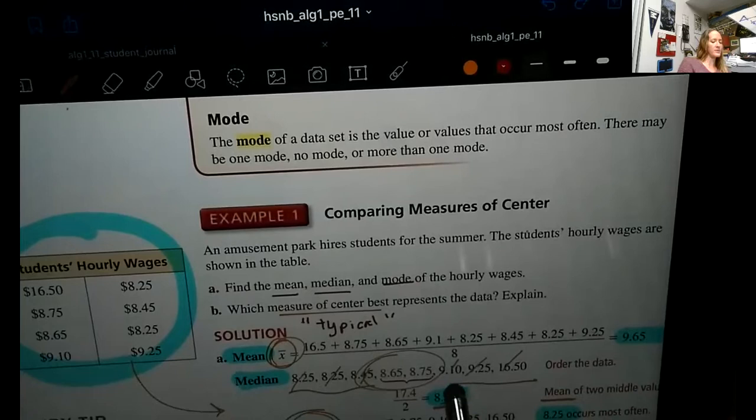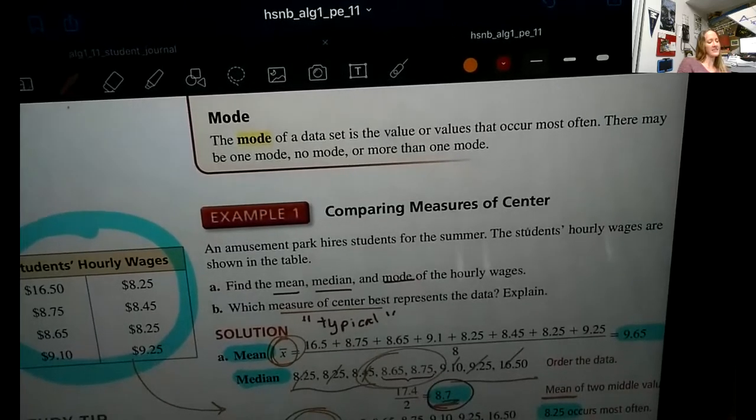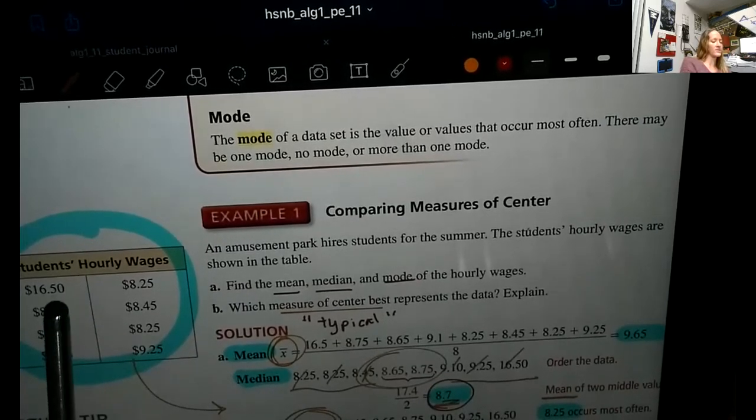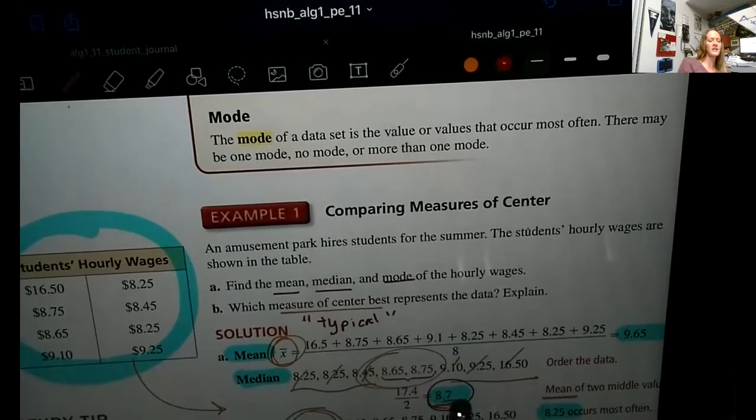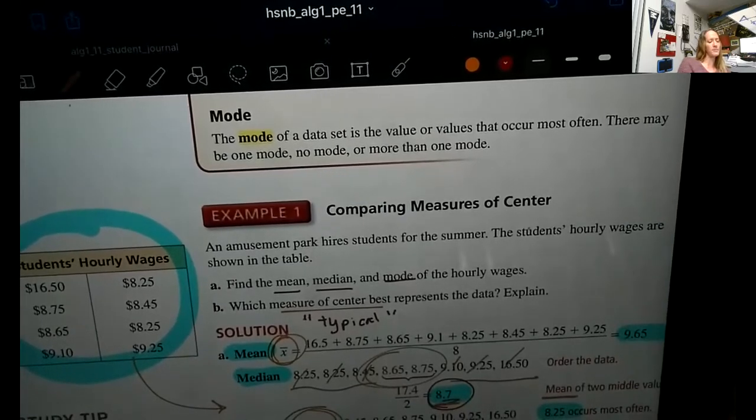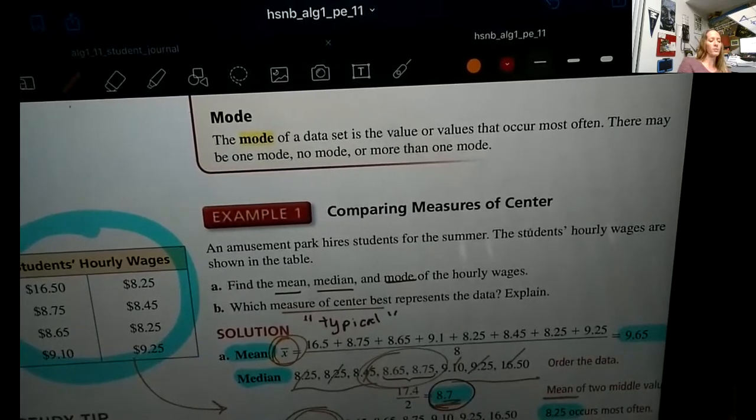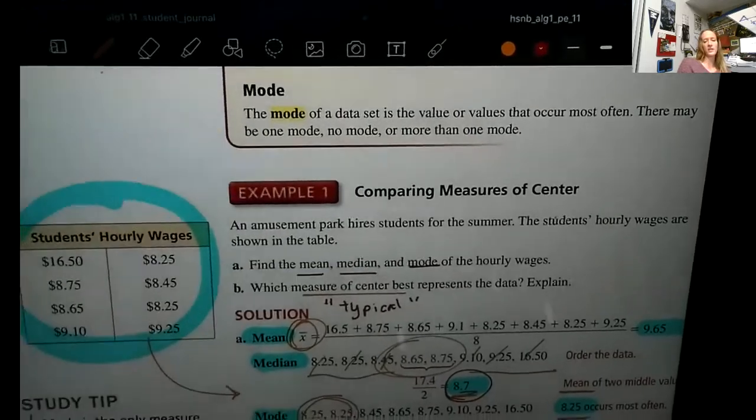That 870, we were like, okay, it's a little bit better in that it is kind of in the data. We have the 1650 that's higher, the 875 that's higher, the 865, the 910, all of these, the 925. Okay, that 870 seems to be in the middle more. And then we have one more, we have that 825. So look at that 825.